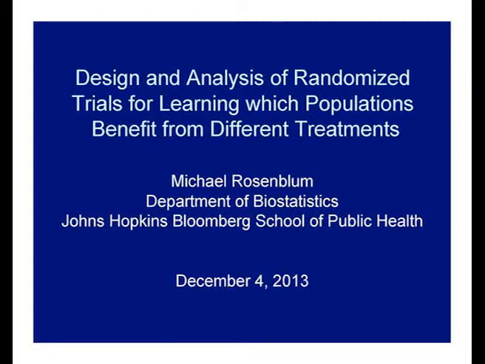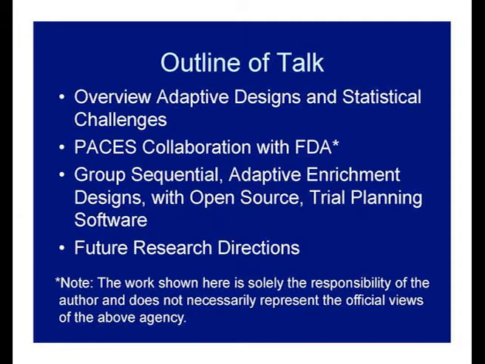The outline of the talk will be, first I'll just give an overview of adaptive designs and some of the statistical challenges that are out there. There are many really exciting open problems, so I want to try to generate some excitement and get people interested to work on some of these problems. I'll talk about a recent collaboration with the FDA that completed in September and some of the results of that collaboration. And then I'll focus in on one particular result, which are new group sequential adaptive enrichment designs, and I'll say what that is exactly and give some examples.